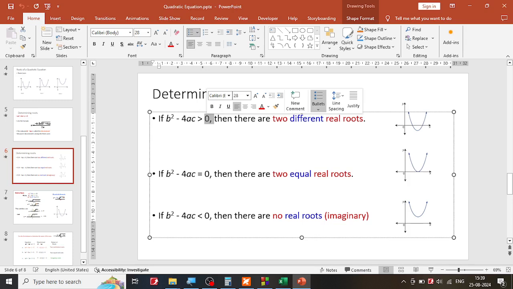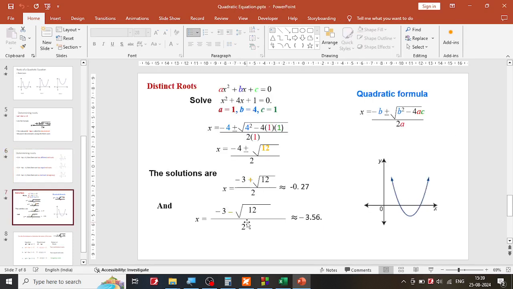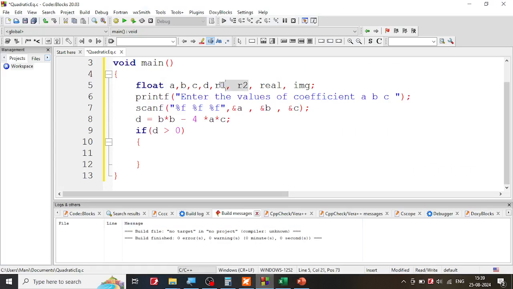So you get your real roots, and you are going to get the two values. Which are the two values? I've told you that the two values you can think of are R1 and R2. The first one is R1, the second one is R2. So I'm going to take two values, R1 and R2.